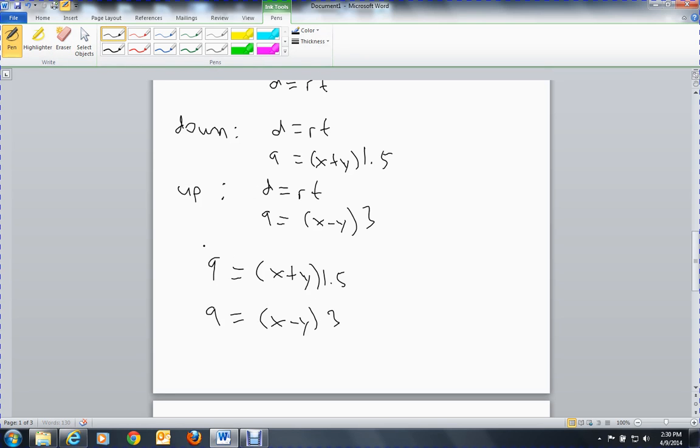And just a little heads up here, to solve this system, the first thing you really want to do in this first equation is divide both sides by 1.5. And here, on the second one, you want to divide both of them by 3. It's going to make your life a whole lot easier.